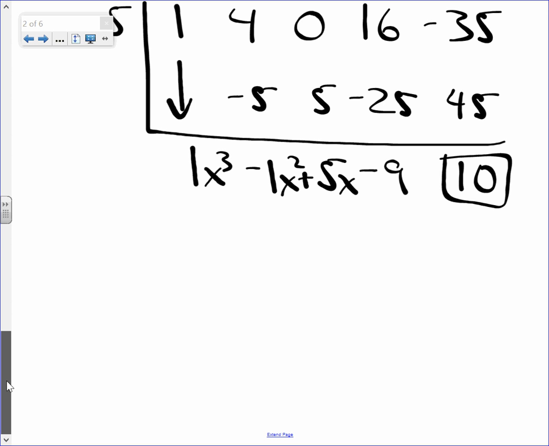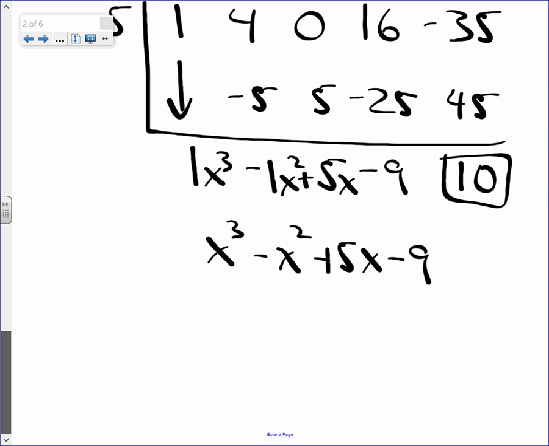Look at when I write it professionally. I don't put ones as coefficients. I leave them blank because the one's automatically there. We're professionals in here. So look at my final quotient. X to the third minus x squared. Notice that. Plus 5x minus 9.